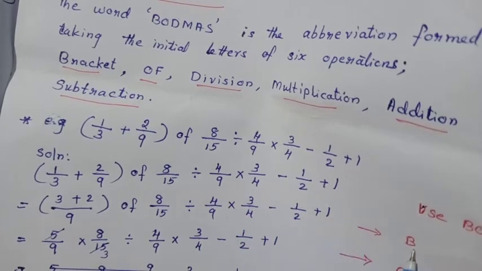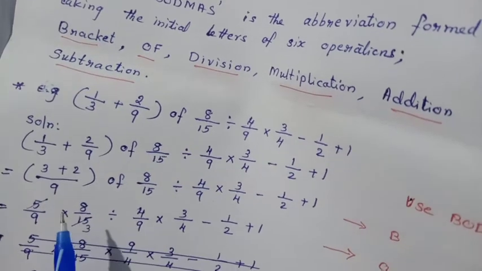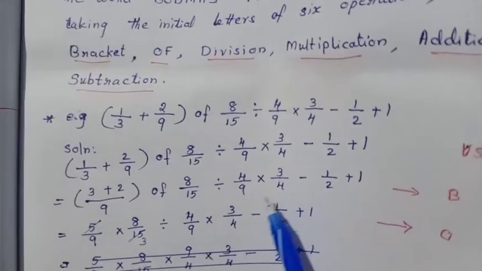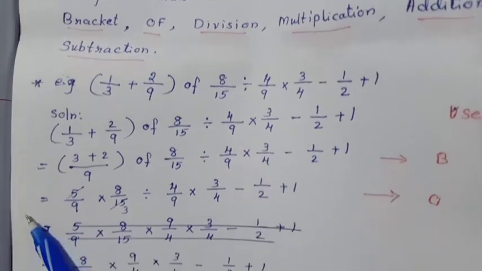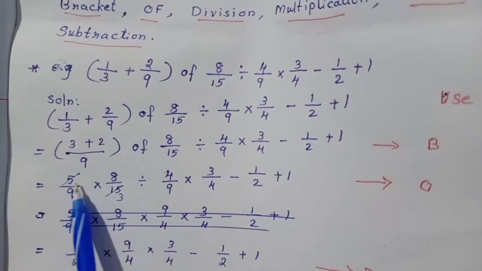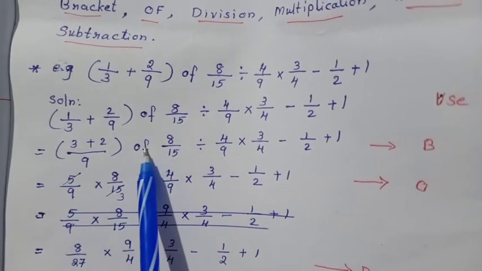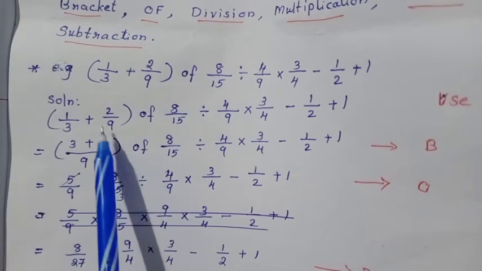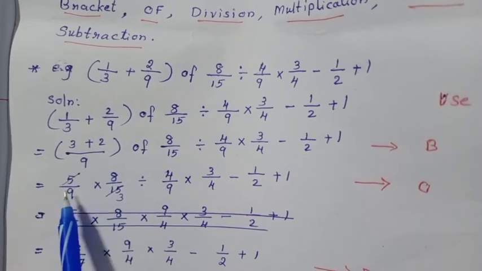So the first step is the bracket. If there is a bracket in the question, you calculate that bracket and remove it. Now 3 plus 2 answer is 5. 3 plus 2 is 5 by 9. Then we remove the bracket, the calculation is complete here, that is 5 by 9.